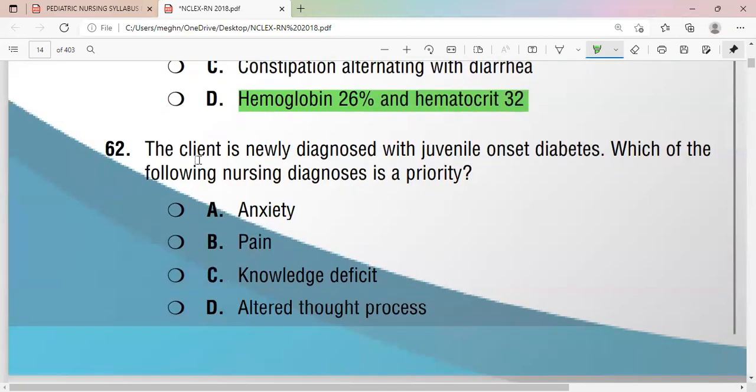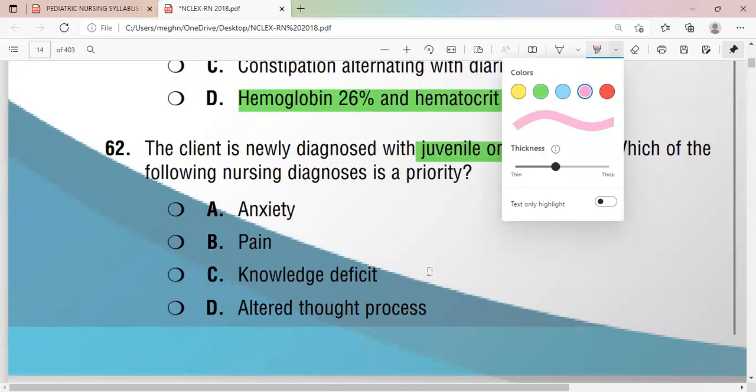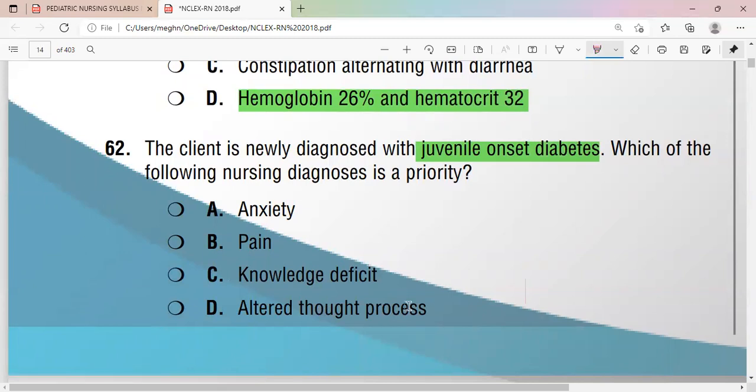And next, the client is newly diagnosed with juvenile onset diabetes. Which of the following nursing diagnoses is a priority? Anxiety, pain, knowledge deficit, and altered thought process. So the correct answer is number C, knowledge deficit. The new diabetic having a knowledge deficit is the priority. Answer A, anxiety, answer B, pain, and D, altered thought process are not supported within the scenario and are incorrect.